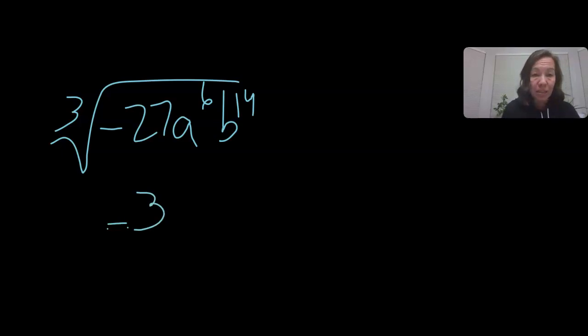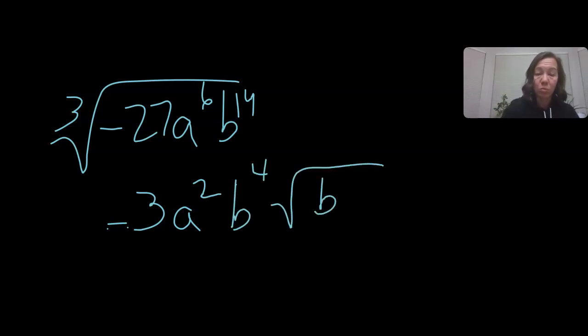A to the 6th, 6 divided by 3 is 2, so that would be a squared. And then 14, we can divide 14 by 3, and that goes in 4 times, but there's 2 left over. So there would be b squared left in the cube root, that's a cube root, so don't forget that. So this would be our final answer for example 1a. So that's how we would simplify radicals.